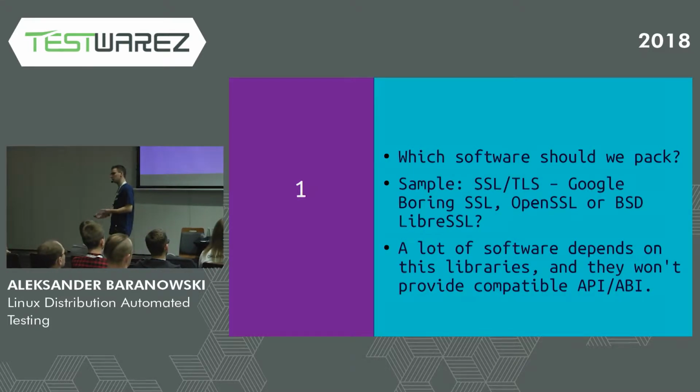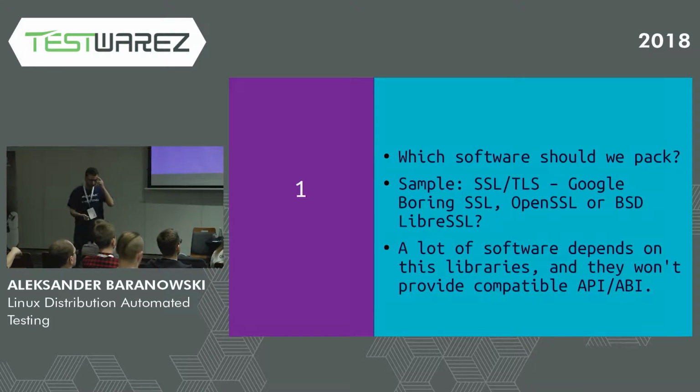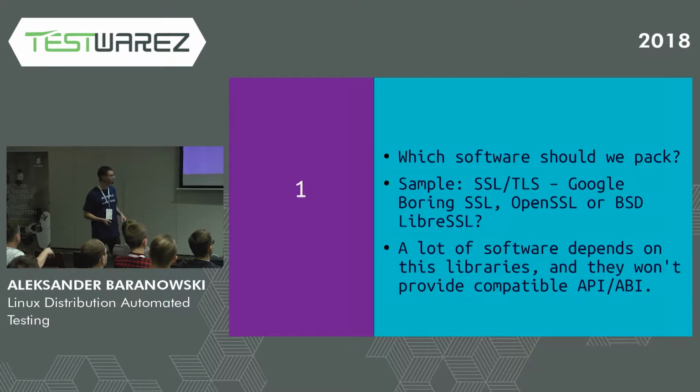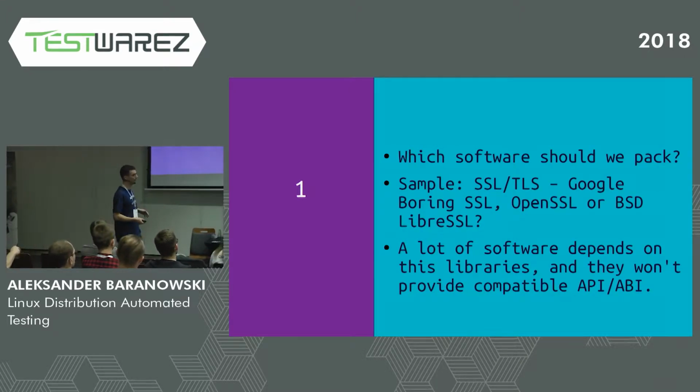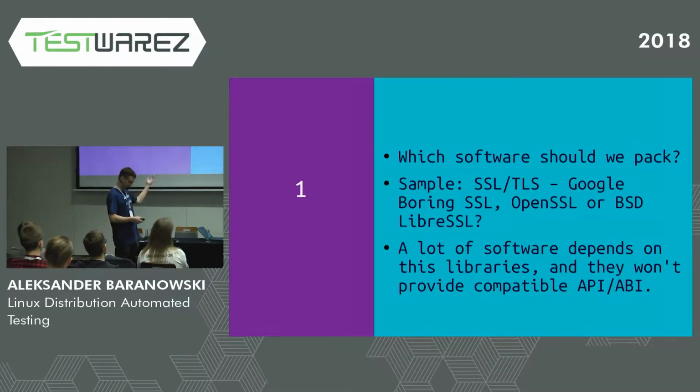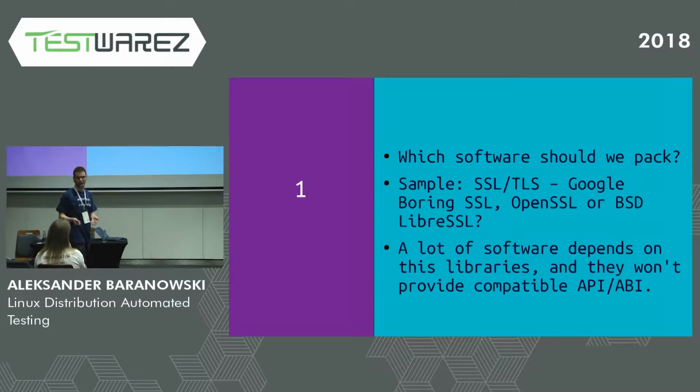And as someone who wants to make a Linux distribution, you have to ask yourself, which one should I take? Right now, there is Google BoringSSL, there is OpenSSL, and BSD LibreSSL. And which one?